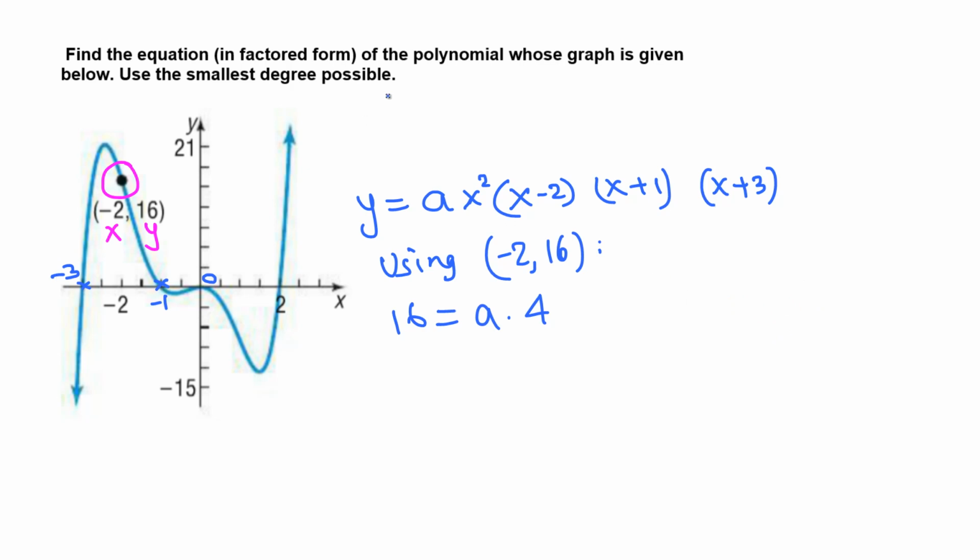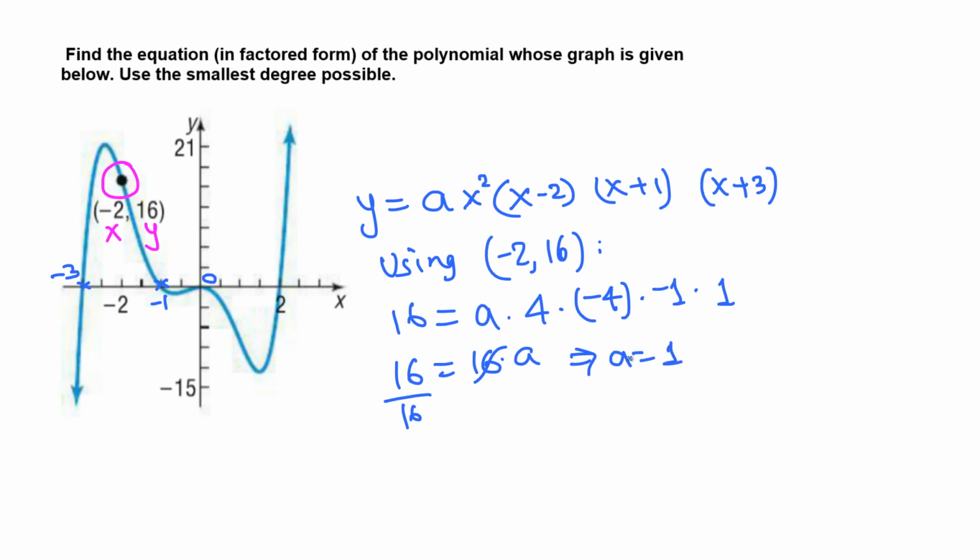Then we plug in x equals -2. -2 minus 2 is -4. -2 plus 1 is -1, times -2 plus 3, which is positive 1. So 16 equals, let's multiply these numbers. Two negatives make a positive. 4 times 4 is 16, times 1 is 16. So 16 equals 16 times a. Now we divide both sides by 16. Then a equals 16 over 16, which is 1.